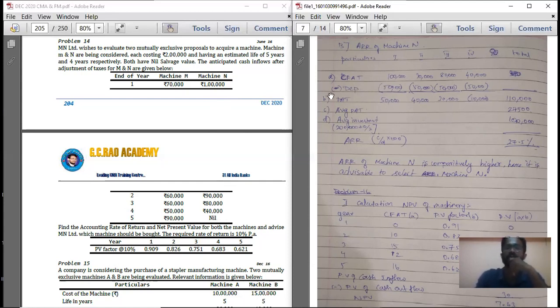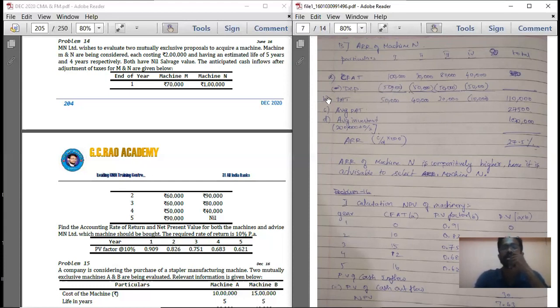So below that small b, less depreciation. What is the depreciation value? Cost of both the machines is 2 lakh only. So 2 lakhs divided by number of years, for N is 4 years. So 2 lakh divided by 4, that is 50,000. So below that, small b, minus depreciation in respect of all the years, record 50,000 within bracket.